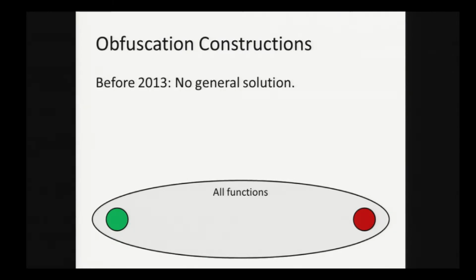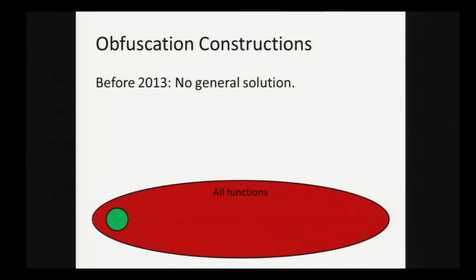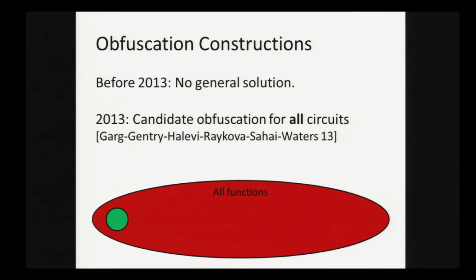For many years, we really didn't have any construction of obfuscation, not even heuristic ones, for any function outside this green region. So the common belief was that obfuscation is probably impossible for most functions. Until last year, when a surprising result of Garg et al. constructed the first candidate obfuscation for all circuits. So maybe the picture should look more like this. It could be that, except for a small set of contrived unobfuscatable functions, the construction of Garg et al. is ideally secure for all other functions.